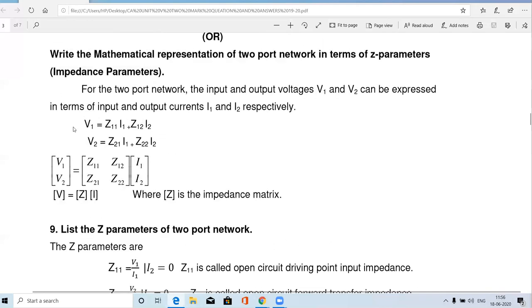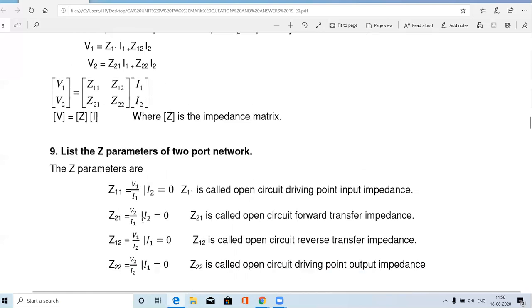First one, Z11 is calculated by this equation. So how do we calculate Z11? If we want to find Z11, first we have to make the second term 0. To make the second term 0, we have to make I2 equal to 0. What is I2? I2 is the output port current. When the output port current is set to 0, the output port is open circuited. So while the output port is open circuited, we get the Z11 value.